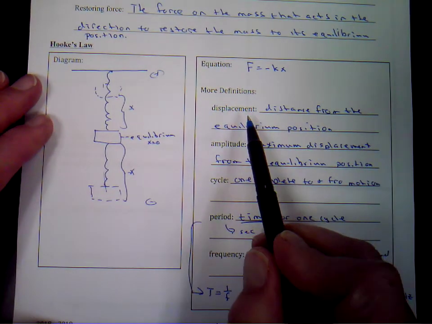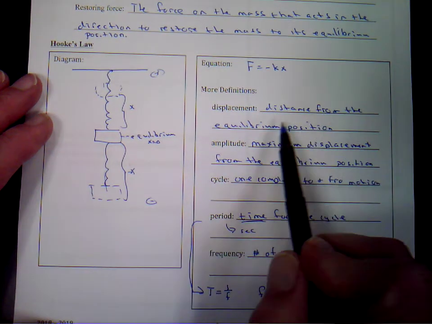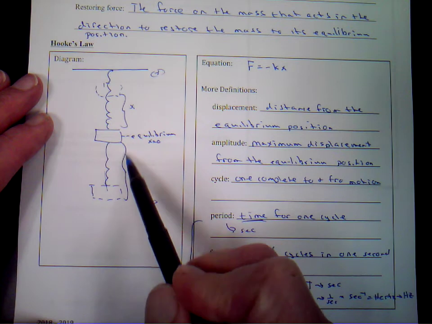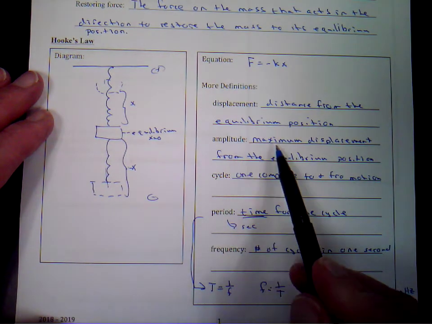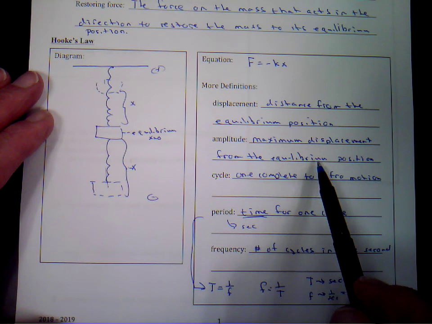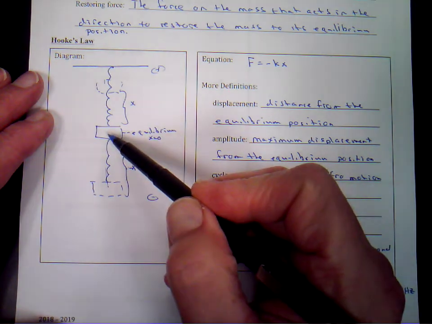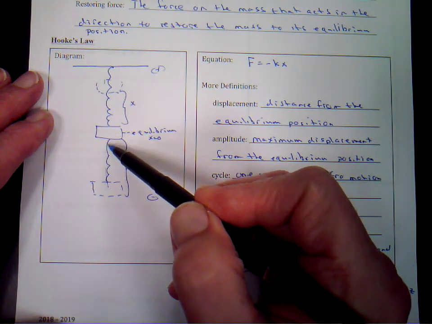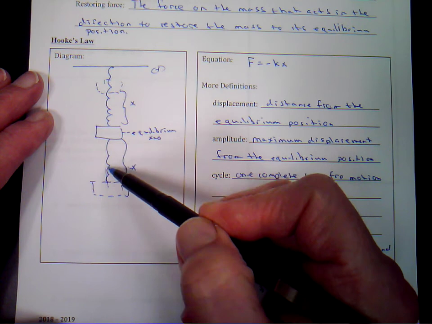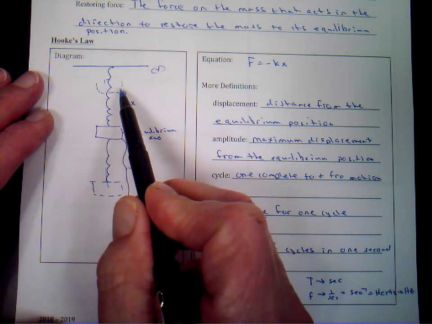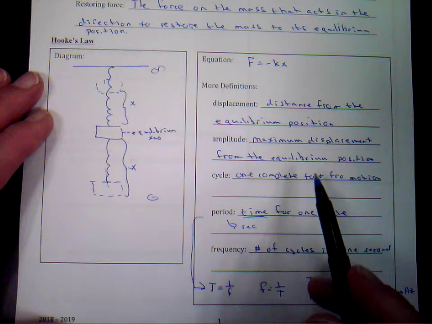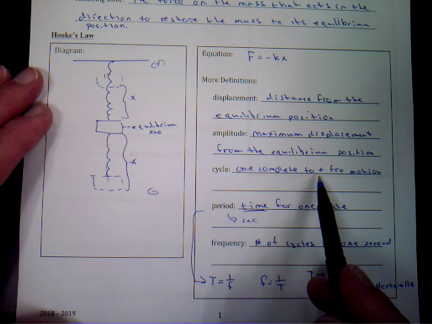So some other definitions. Displacement is the distance from equilibrium position. So this displacement down here is negative x, this displacement is positive x. Amplitude is the maximum displacement from equilibrium position. As this mass moves down, it's always some distance from its equilibrium position, but the maximum displacement is called the amplitude. So this amplitude is negative x this way and positive x this way. A cycle is one complete cycle to and fro.